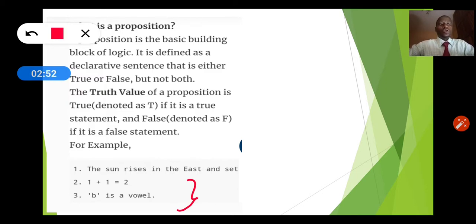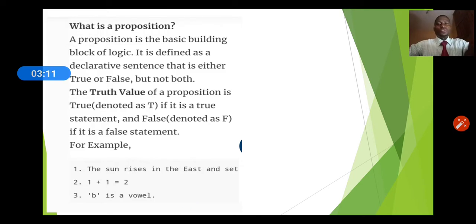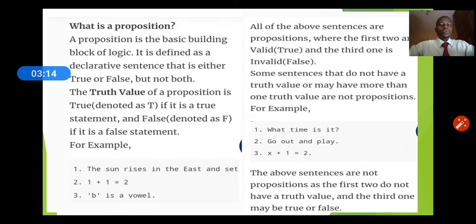We can also call a proposition a statement. If you can assign a true or false to a particular statement given, then you know that it is a proposition. And if you cannot assign a true or false answer, it is not a proposition. Good. Now let's see what we have again. All of the above sentences are propositions, where the first two are true and the third one is false, as we have seen.